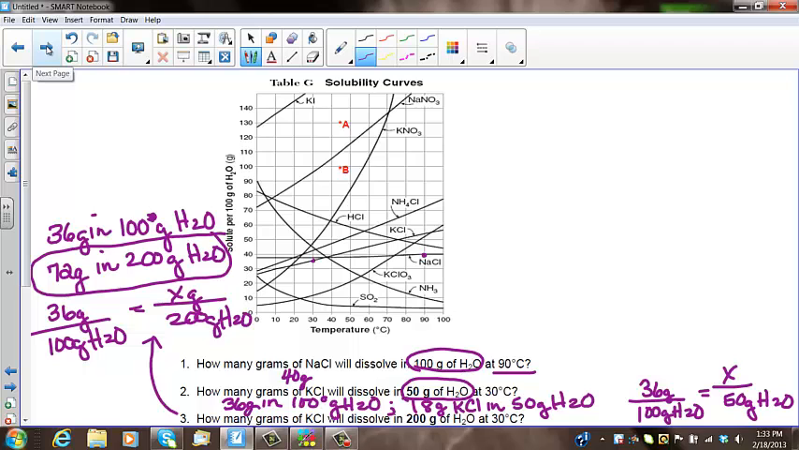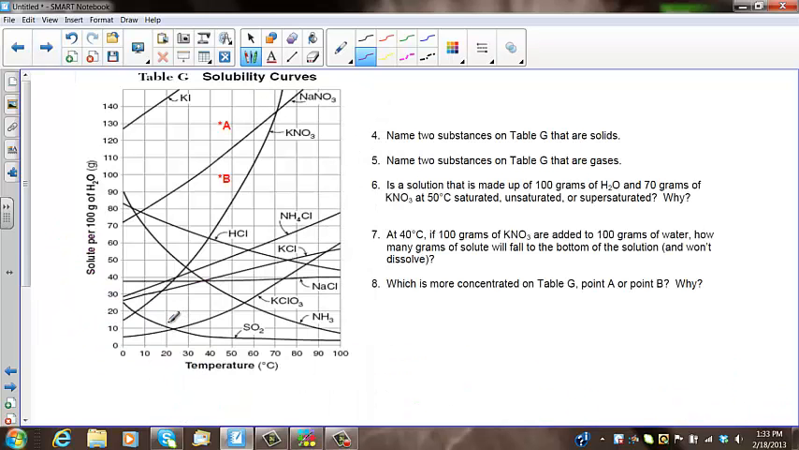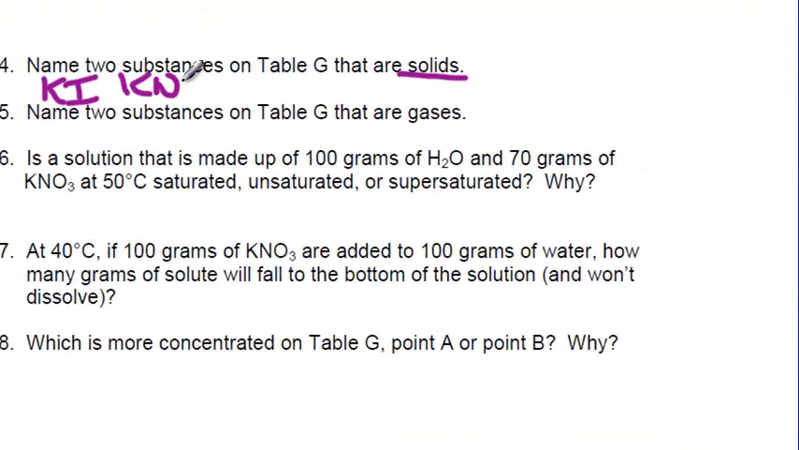Okay, let's go to some more questions. These are the last 5 questions of the lesson. Name 2 substances on table G that are solids. Remember we said that as we increase temperature, we increase solubility for a solid. So I could list anything here that has a positive slope. I can list KI, I can list KNO3.